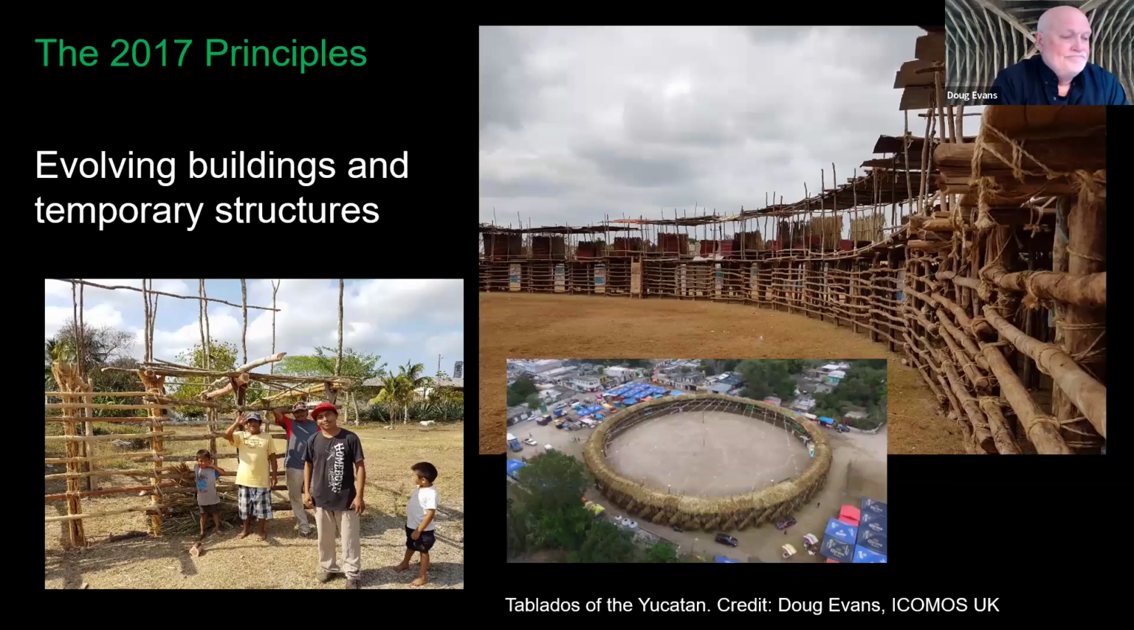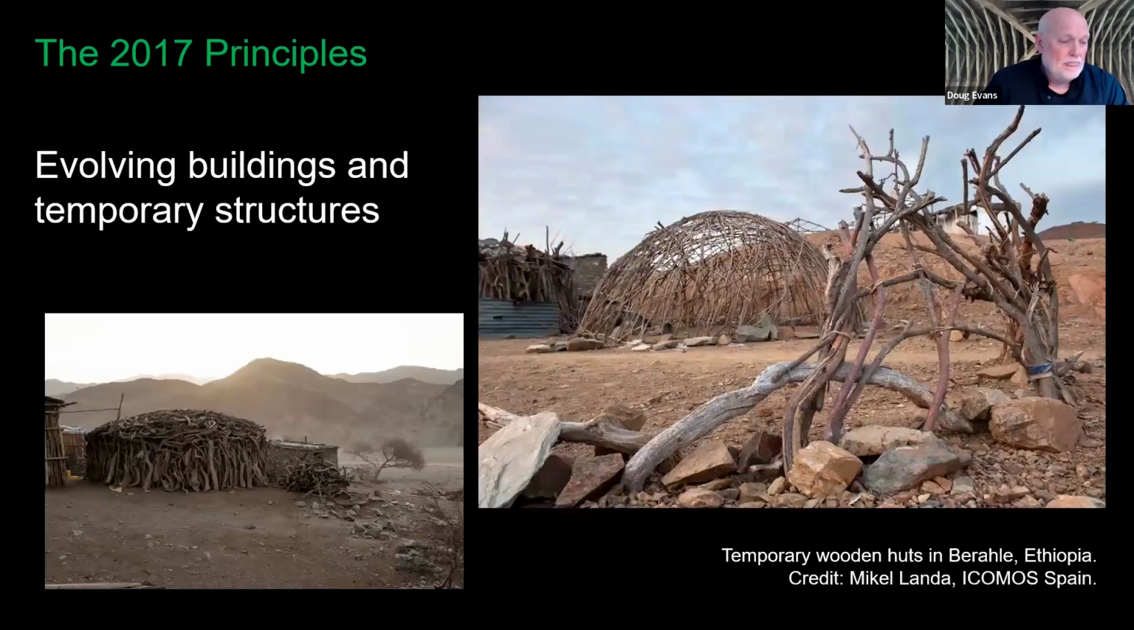An example of temporary structures include the tablados of Mexico, temporary bull rings erected and dismantled every year for winter fiestas. Building materials are stored by villagers who then come together to re-erect the tablados for the annual cultural festivals. And temporary wooden huts in Barale, Ethiopia, a stop on the salt caravan coming from the Danakil Desert.